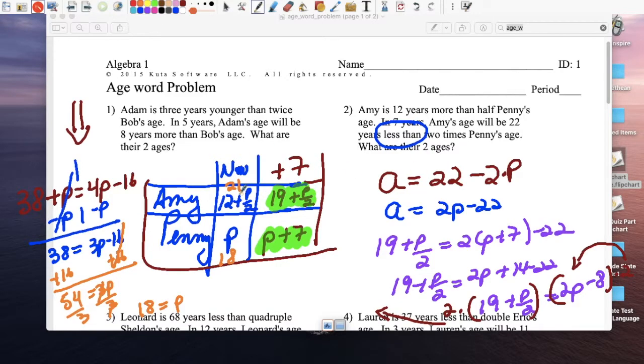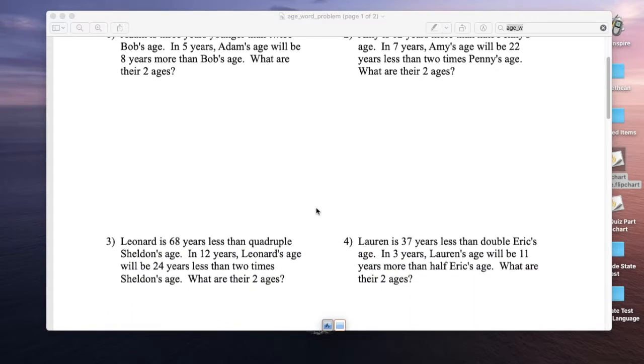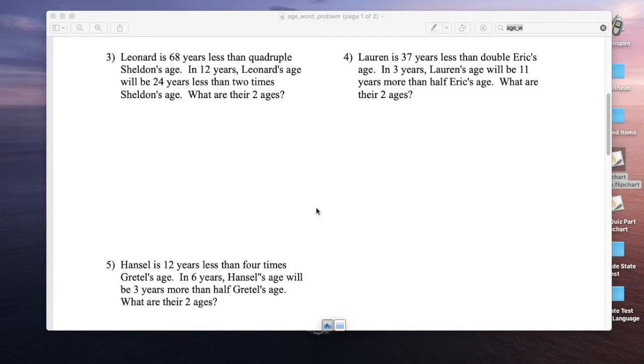And if you want to check to make sure everything is okay, in 7 years, obviously Amy is going to be 21 plus 7. She's going to be 28 years old. And Penny is going to be 25 years old. So let's see if that relationship works. Amy's age will be 22 less than 2 times Penny's age. So 2 times 25 is 50. 50 minus 22 is 28. And we get Amy's age. So that was a lot more work. It's definitely a little bit more than the other age problems that we did, but you needed those in order to complete these, right?